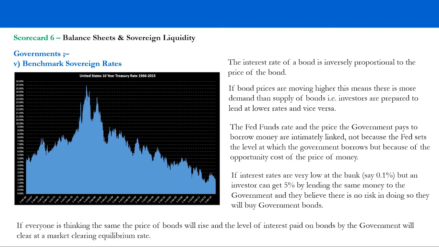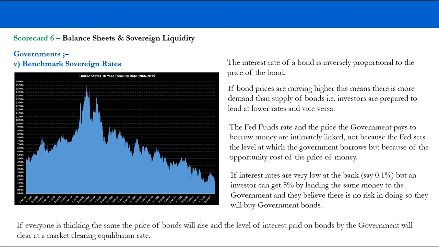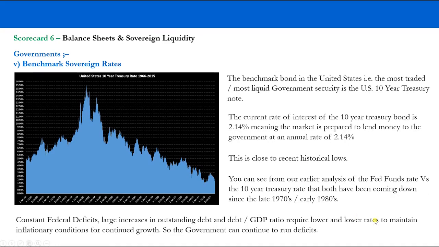Well, if everybody's thinking the same, the price of bonds will rise and the level of interest paid on those bonds by the government will clear at a lower rate, at a market clearing equilibrium rate. So although the Fed funds rate is separate to the interest rate on government bonds, they are intimately linked through the mechanism of the opportunity cost or price of money. So whether we like it or not, the two are intimately linked. Let's look into this further.